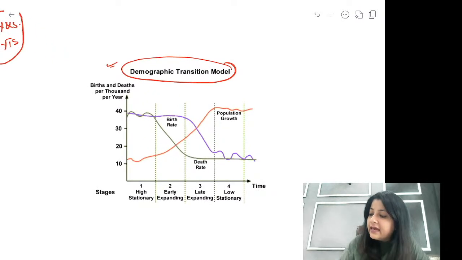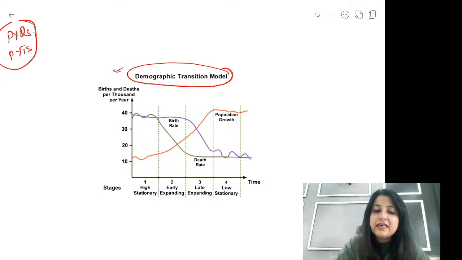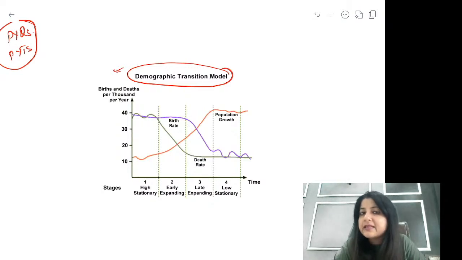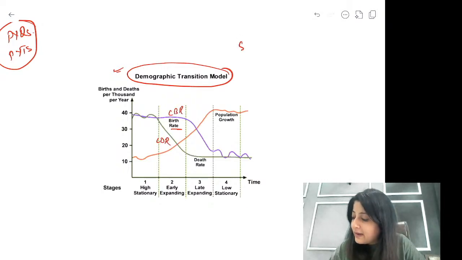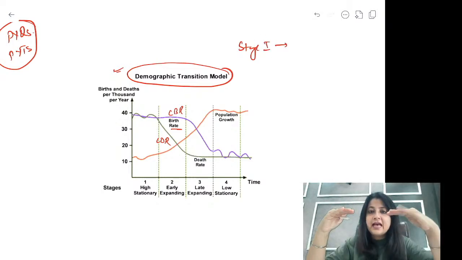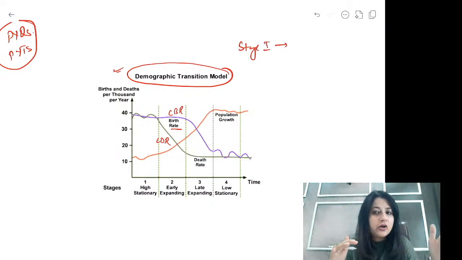Now look at this. It has been asked in the latest NEET PG exam, guys. They asked to label. So the purple line over here is CBR and the green line over here is CDR. Okay. Now what happens in stage 1? Okay, stage 1. In stage 1 births are high, deaths are high. Birth rate also let's say 30, death rate also let's say 30.